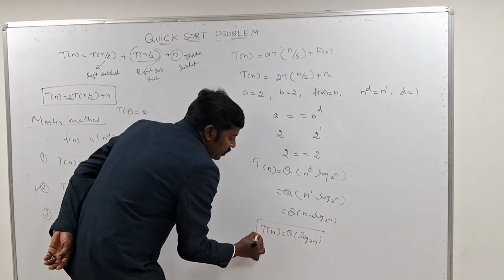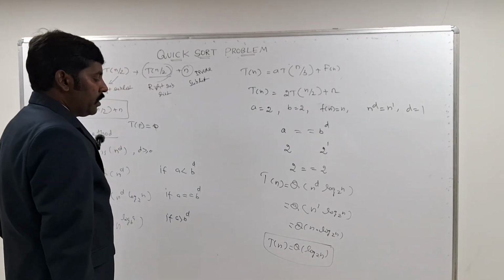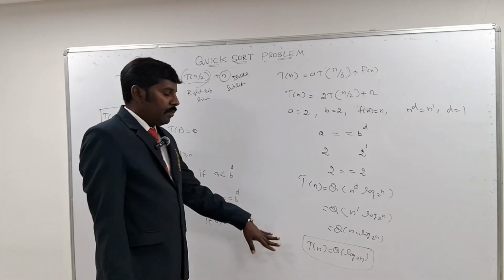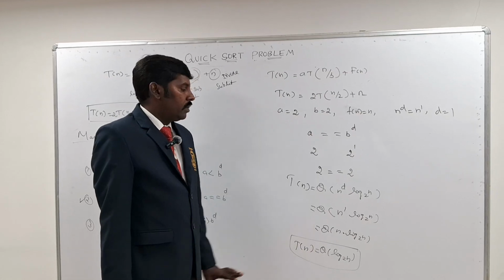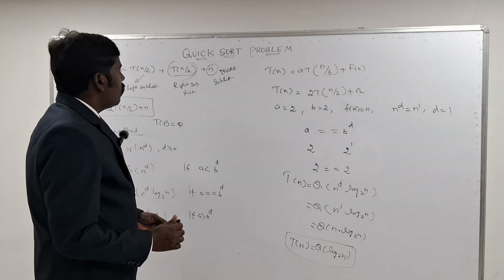So previously we discussed finding the time complexity using the substitution method, and we got the same answer. Using the master method, we got the same answer. This is the time complexity, and it is the best case of the quick sort algorithm.